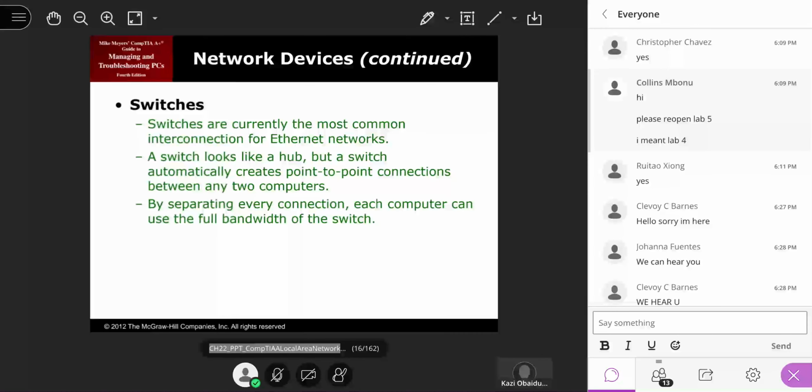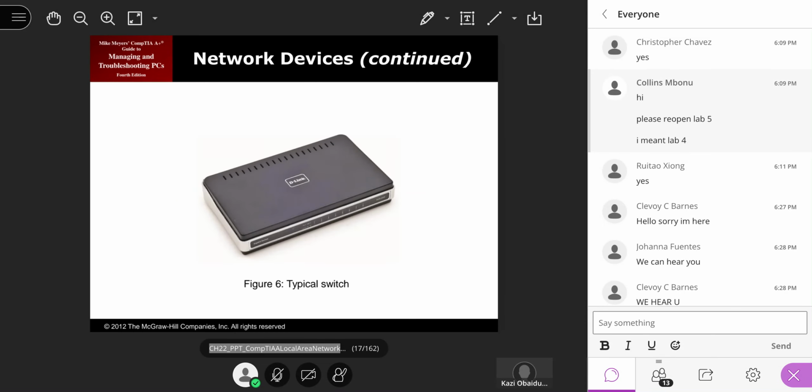Switches are currently the most common interconnection for Ethernet networks. A switch looks like a hub, but a switch automatically creates point-to-point connections. A switch has some additional things. It automatically creates a point-to-point connection between any two computers. By separating every connection, each computer can use the full bandwidth of the switch. This is the switch. Switches look like this.